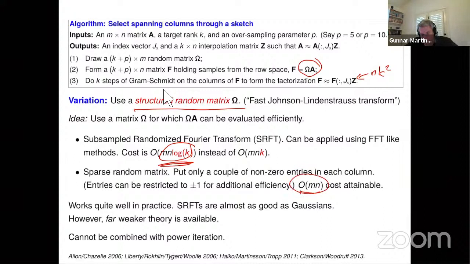I'm going to show some numerical experiments to see how these three options compare: using Gaussian, using subsampled trigonometric transforms, or using these sparse matrices. The one drawback of these structured things is that you cannot combine them with power iteration. So if the singular values decay very slowly, you might want to stick to Gaussian.